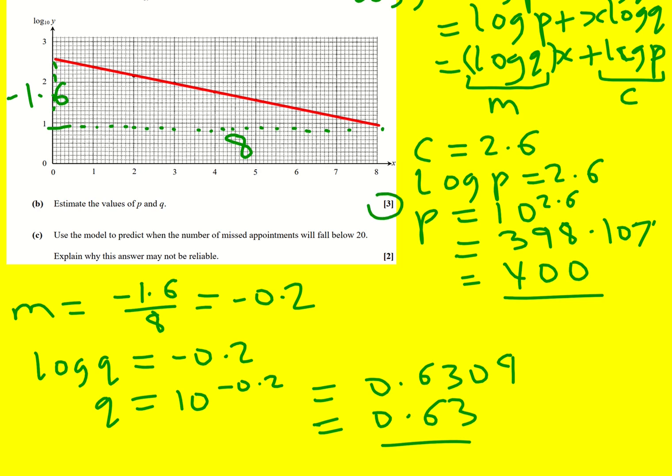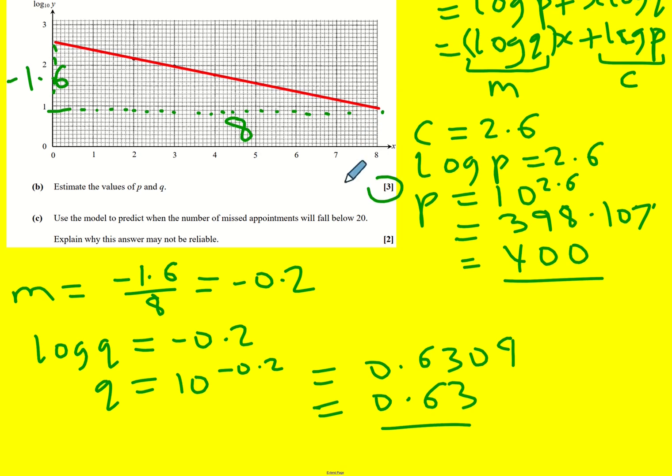Use the model to predict when the number of missed appointments will fall below 20.